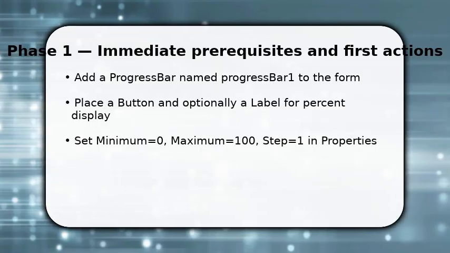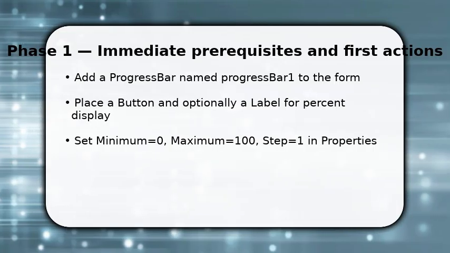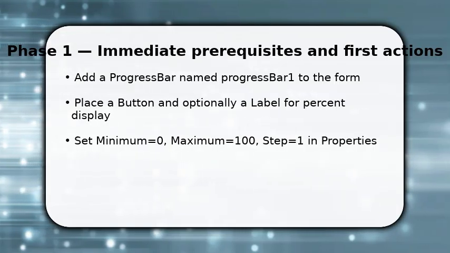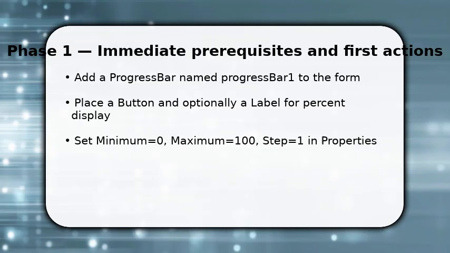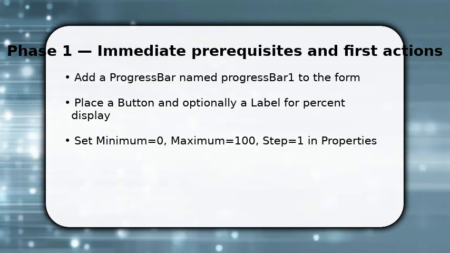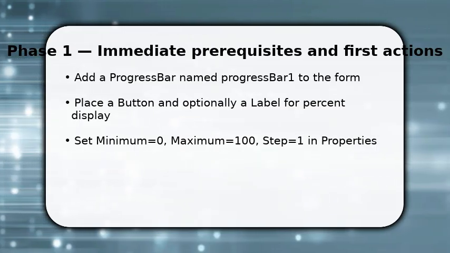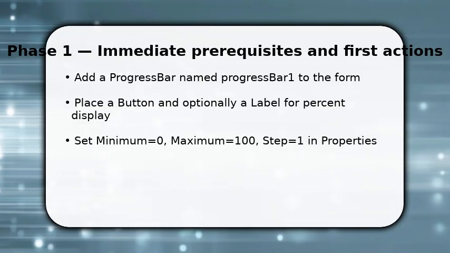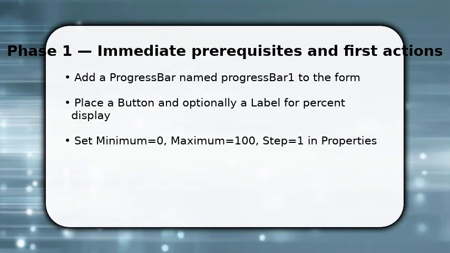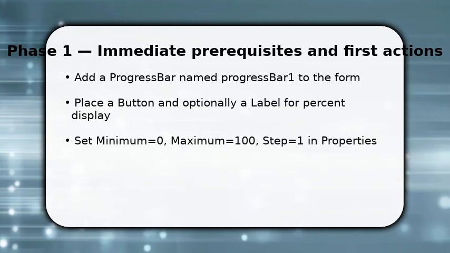You start by placing the controls on your form and configuring core properties so the control behaves predictably. Add a progress bar called Progress Bar 1, a button to trigger work, and a label for feedback. Set minimum to 0 and maximum to 100, with step at 1 so increments are consistent.